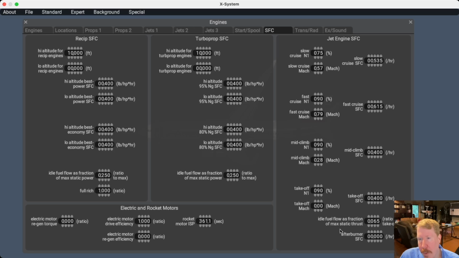Idle fuel flow is a fraction of max static thrust, 0.065. Well, that's a pretty small number, right? After we saw 0.1 for the recips and 0.275 for the turbines, how do we idle at such a low fuel flow in this thing? Kind of flies in the face of everything I've said about turbines, right? Where they only work if they're going fast. Well, here's how the 737 gets this done.